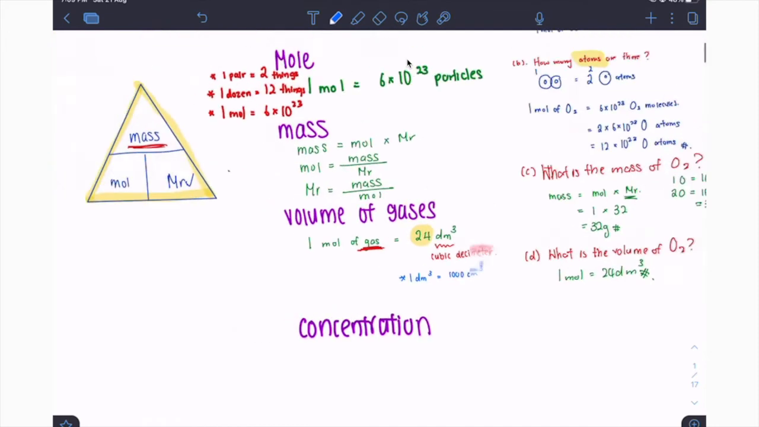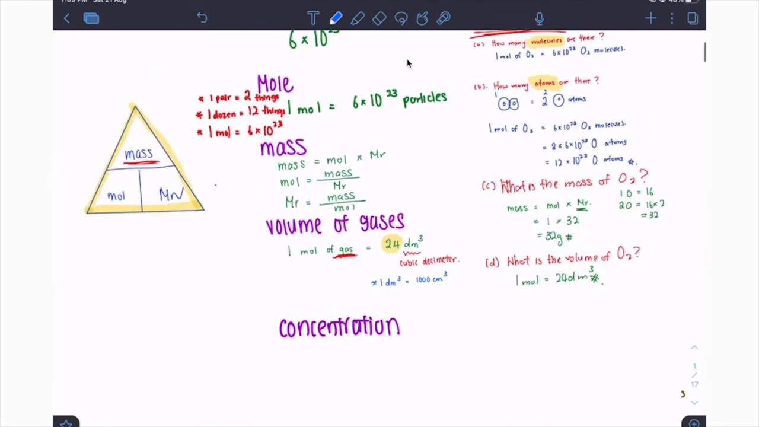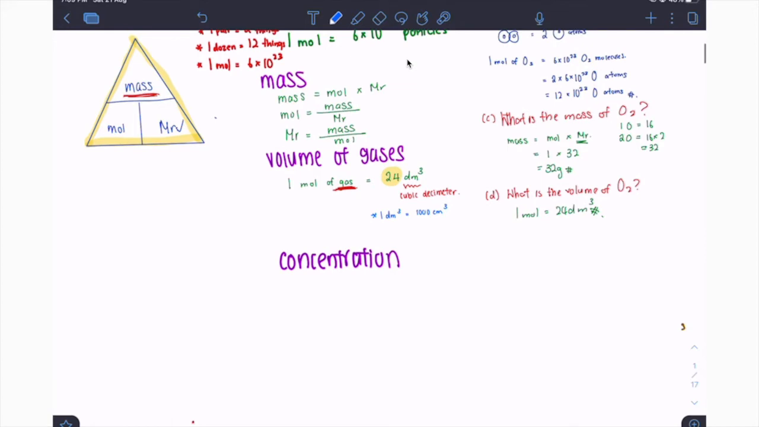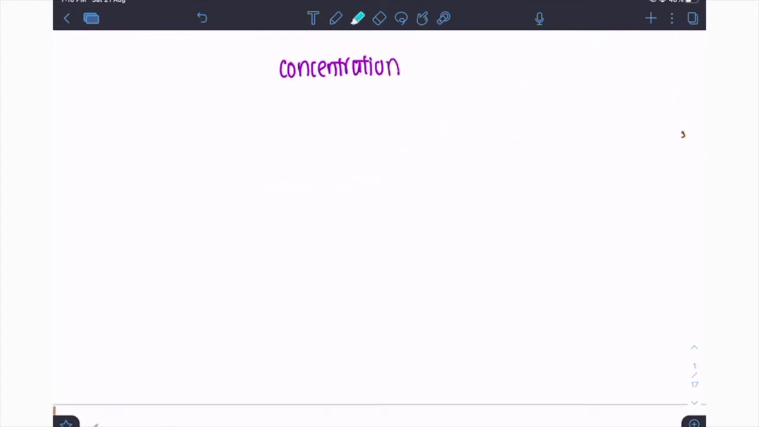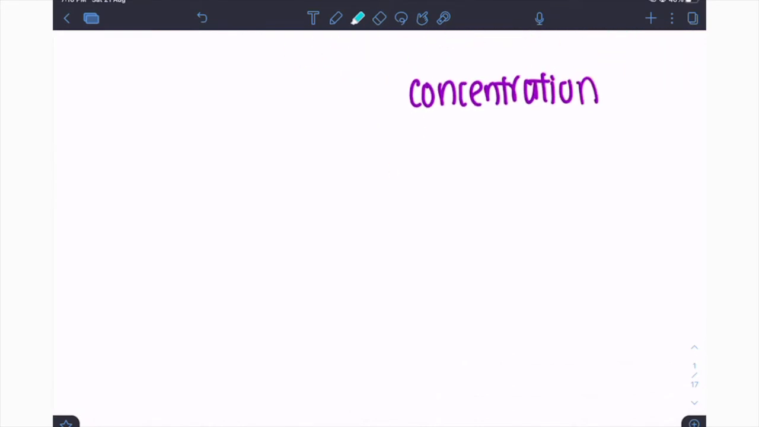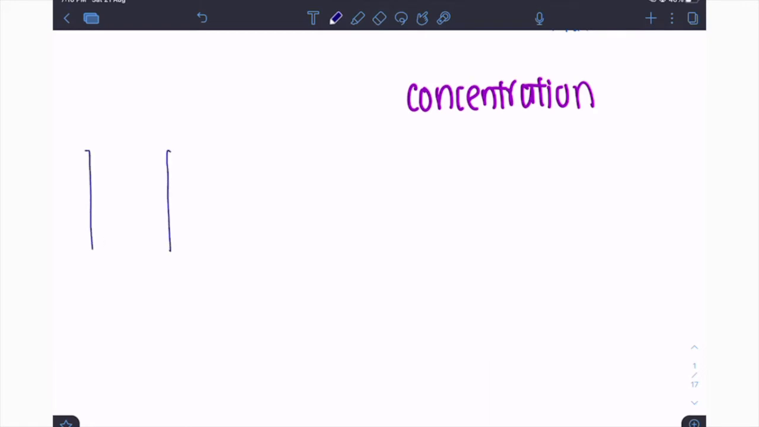So we have already covered most of this chapter. Today, in the next 10 minutes, I'm going to go through concentration. So what is concentration? Okay. To understand what concentration is, let's draw from our experiences from daily life. Let's just say I'm going to prepare 2 cups of Milo.